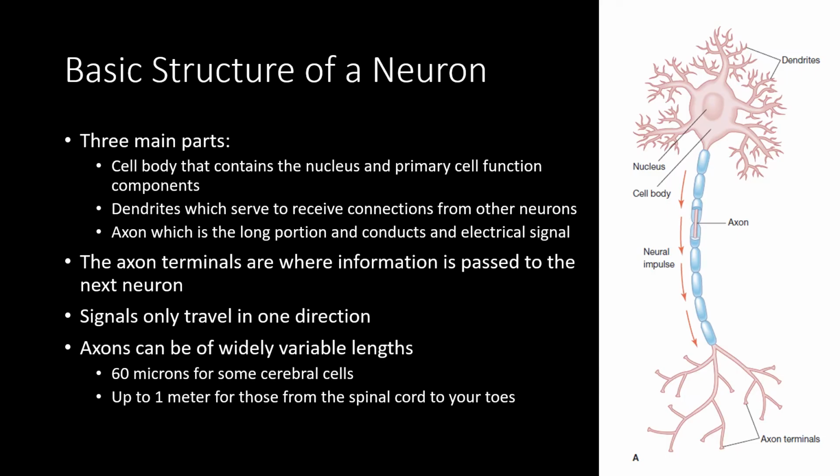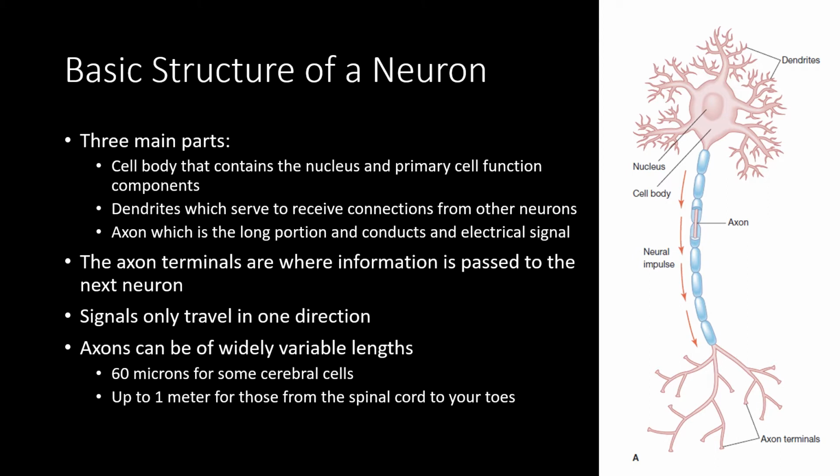The basic structure of a neuron can be classified into three parts. The first is the cell body. This is the sort of round structure at the top that you can see. It contains the nucleus, which has the genetic information of the cell, along with primary cell components that allow it to perform its basic living functions.